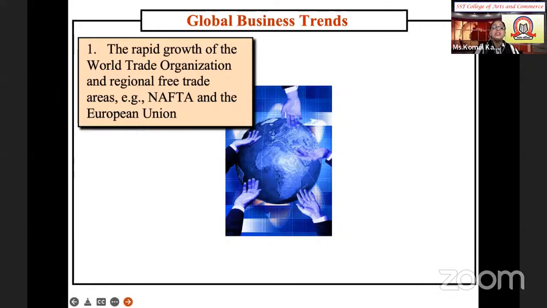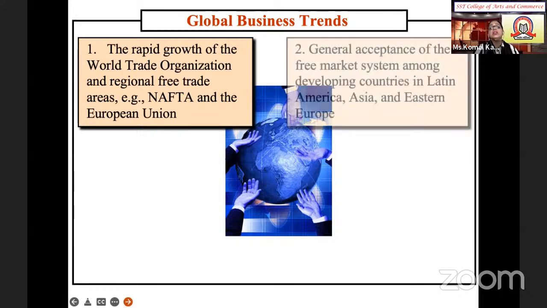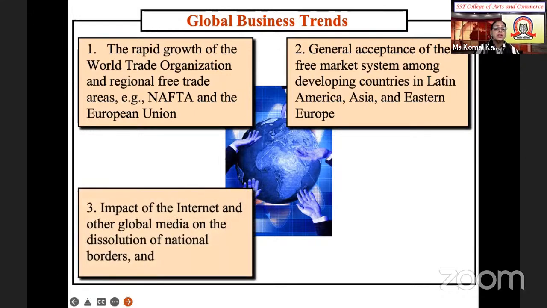And the European Union, we can say, is one of the strongest trade blocs, where they have the same common currency among all European Union nations. Another trend: general acceptance of the free market system among developing countries in Latin America, Asia, and Eastern Europe. Impact of the internet, definitely.